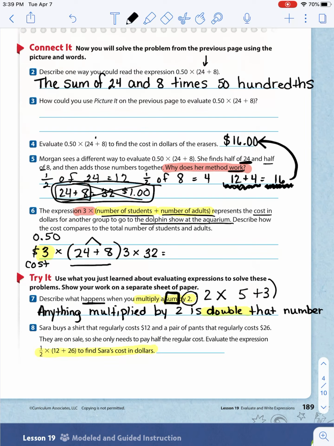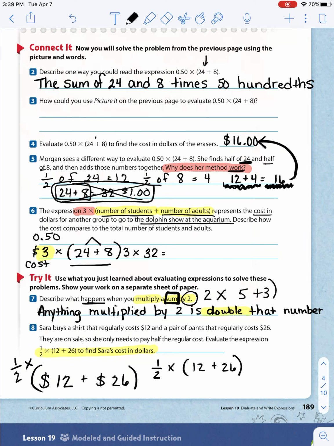Okay, where we're heading toward is you would need to create the equation for this. So Sarah's buying a shirt that's $12 and a pair of pants that's $26. But she gets up to the register and finds out that they are on sale. So we're going to do 1/2 of that cost. Okay, and there's your equation. So using PEMDAS, we would need to add first. Pause this, solve it, hit play when you're ready.